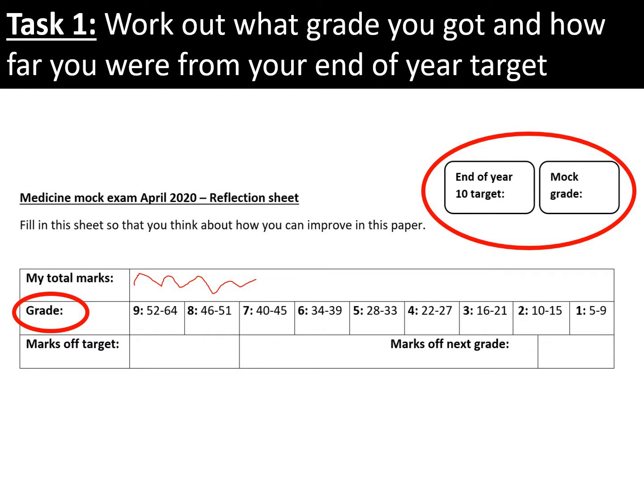Okay, once you've done that, think about what your target was. So let's say I got a 2 and my target is a 4. How many marks was I off getting a 4? So let's say I got 12, but I'm aiming for 22, then I'm 10 marks off getting a grade 4. Some of you may have got your target. So in that case, think about what your next grade up could be.